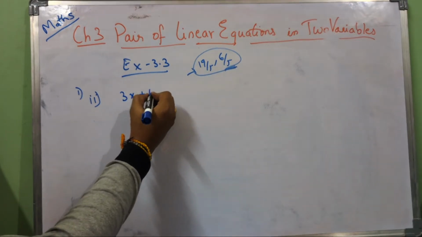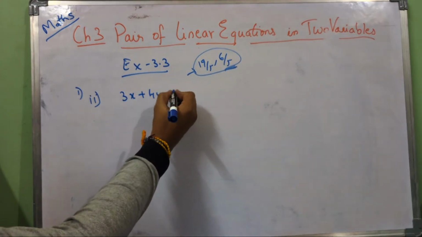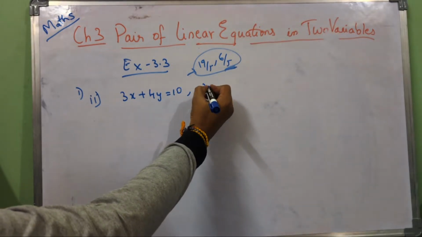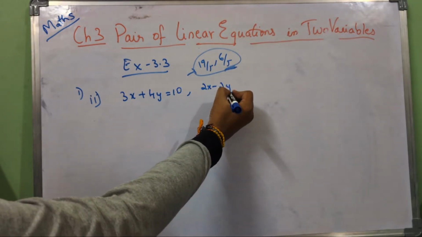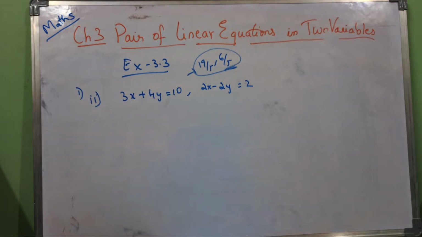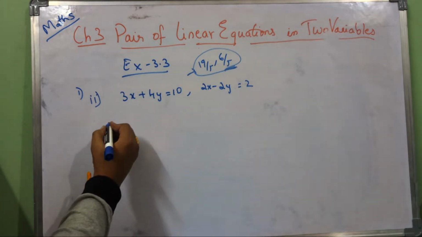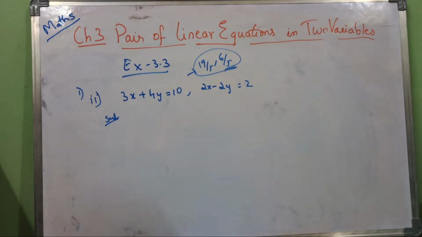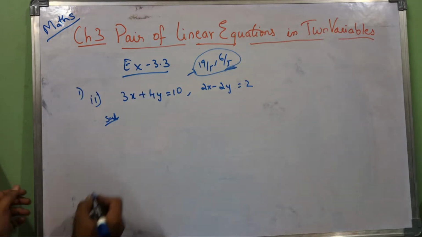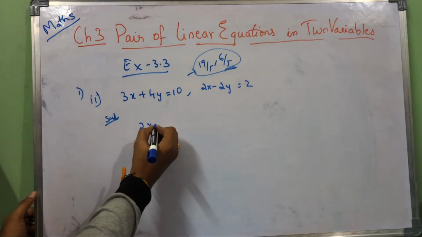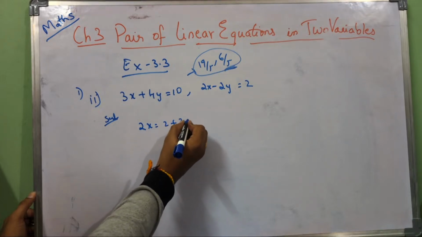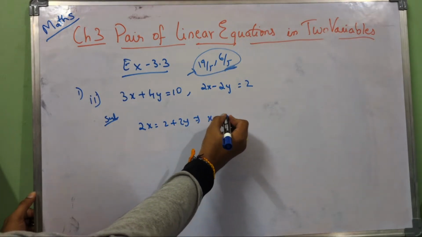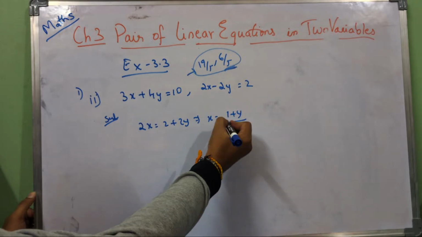x plus 4y equal to 10 and 2x minus 2y equal to 2. Okay, let's solve first using substitution again and then using elimination next. So the second is better, so I'm using the second now. 2x equal to 2 plus 2y and x becomes 1 plus y, because I'm just dividing by 2.